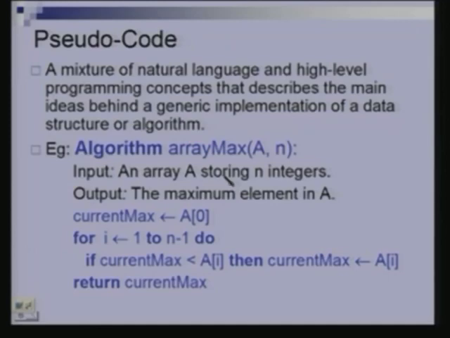So what is this algorithm doing? This algorithm takes an array A which stores n integers in it, and it's trying to find the maximum element in this array, right? What I have written here is not a program, because I think the syntax is all wrong, but it is pseudocode. It is a mixture of natural language and some high level programming constructs.